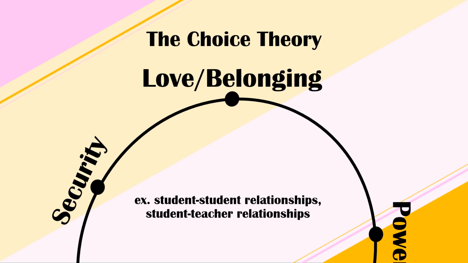The second one is love and belonging. This one's pretty simple. We are just social creatures, and so we need to have close relationships. We need student-student relationships, student-teacher relationships to feel like our needs are being met.